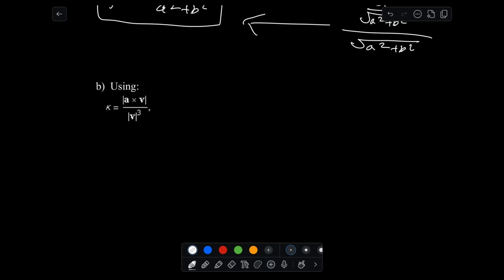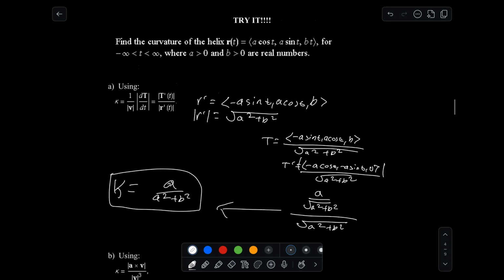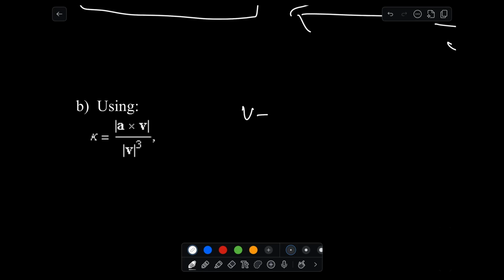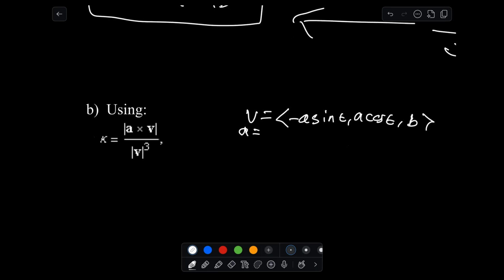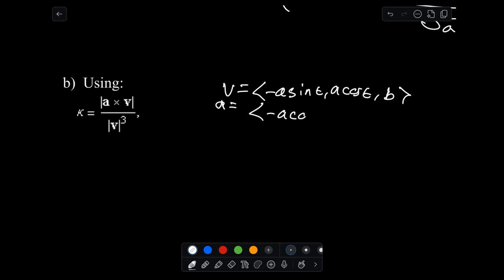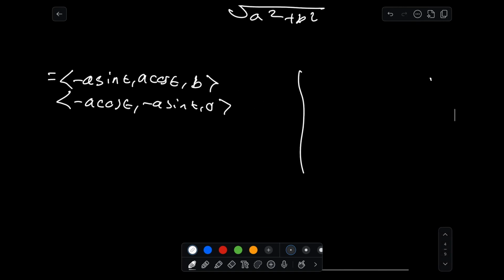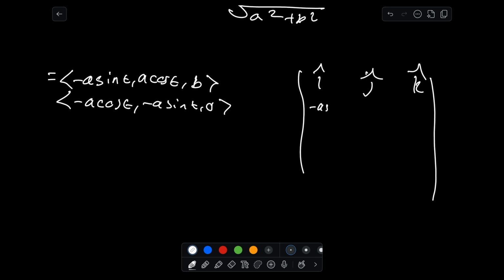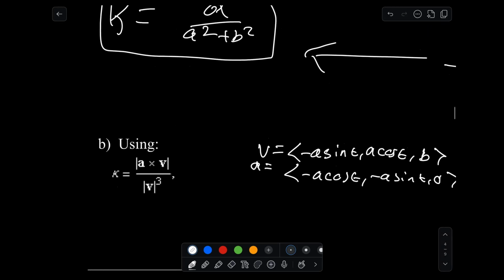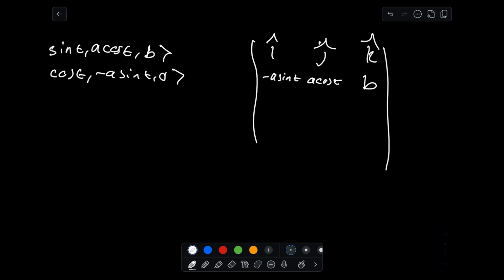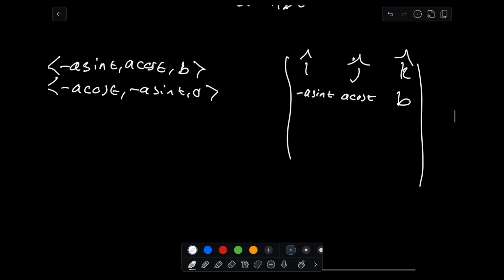Part B, we're going to do the same idea. So we're going to have V equals negative A sine T, A cos T, B, A equals negative A cos T, negative A sine T, 0, and then we just do i, j, k hat. Doesn't matter which order you do it in. It could be A cross V, V cross A. You're just taking the magnitude, right? Taking the magnitude and not really worrying about the other components.